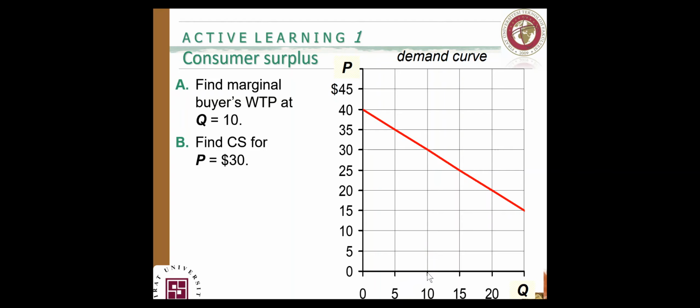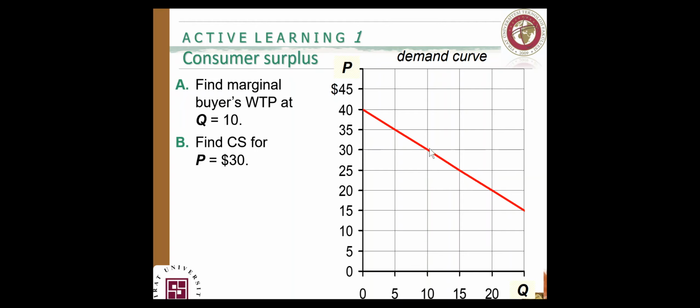So we need to link the quantity 10 here and intersect it with the demand curve and see the price. The available price is 30. So anything higher than 30 will create a marginal buyer that leaves the market. When we say a marginal buyer, we don't speak about only one person. We speak about maybe thousands or maybe millions, because there are so many people who are not willing to pay more than 30 for many reasons.